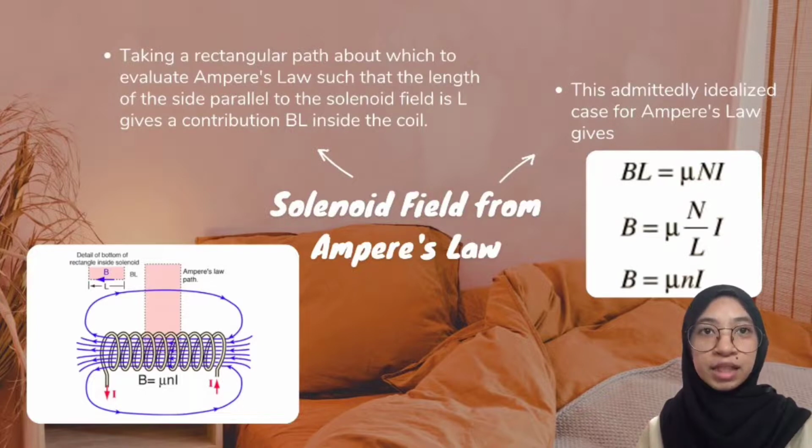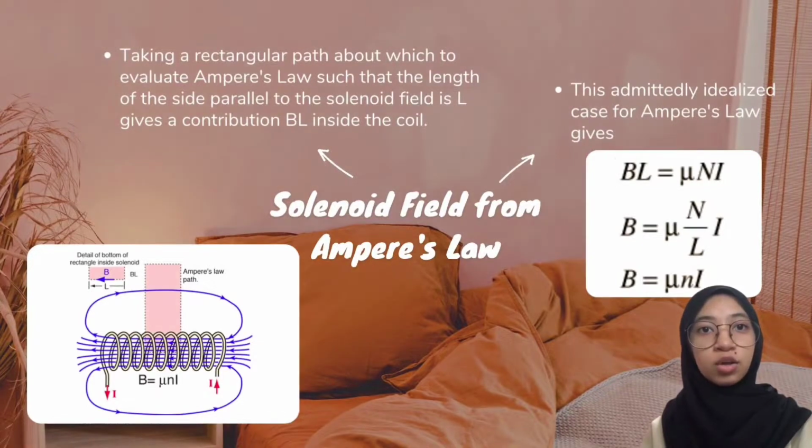This is admittedly an idealized case. Ampere's law gives BL equals mu n times I, so B equals mu n over L times I. This turned out to be a good approximation for the solenoid field, particularly in the case of an iron core solenoid.